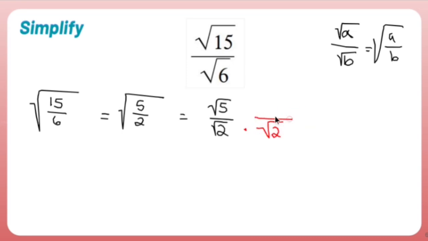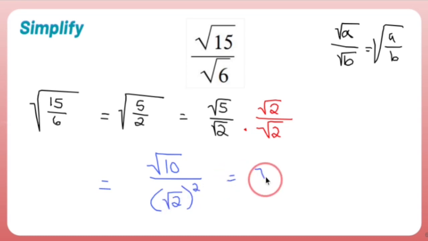However, we know that when we deal with fractions, we can't just multiply by a number. We have to multiply it by a number that equals 1. So I'm going to multiply the top and the bottom by the square root of 2. That makes this root 5 times root 2, which is the square root of 10, over the square root of 2 squared. Root 2 times root 2 is root 2 squared. Now a root 2 squared means that the root and the square cancel each other out, leaving us with the square root of 10 over 2.